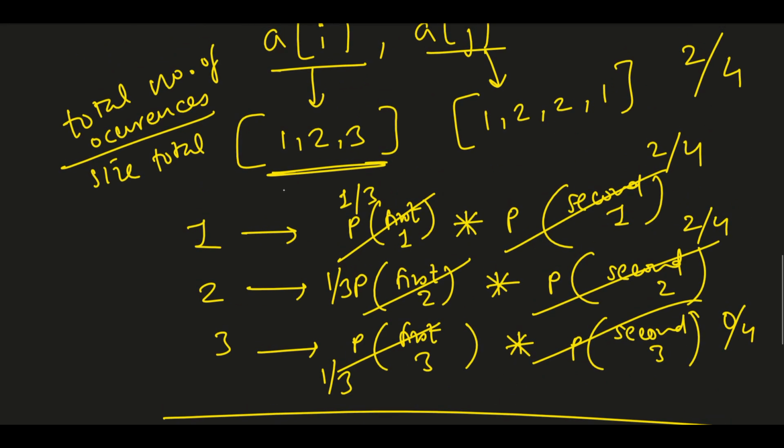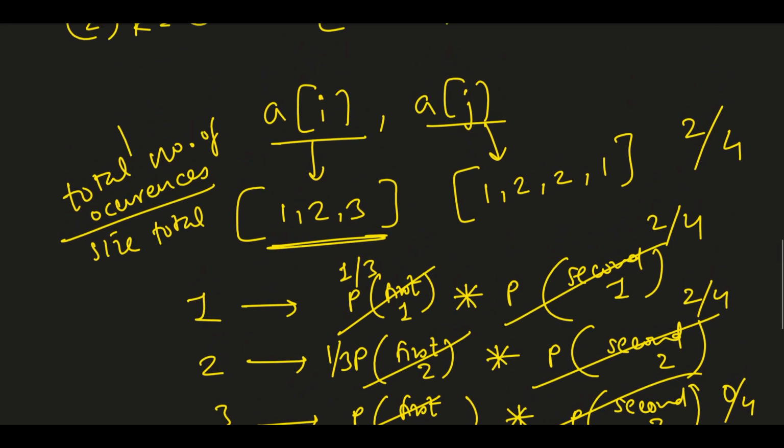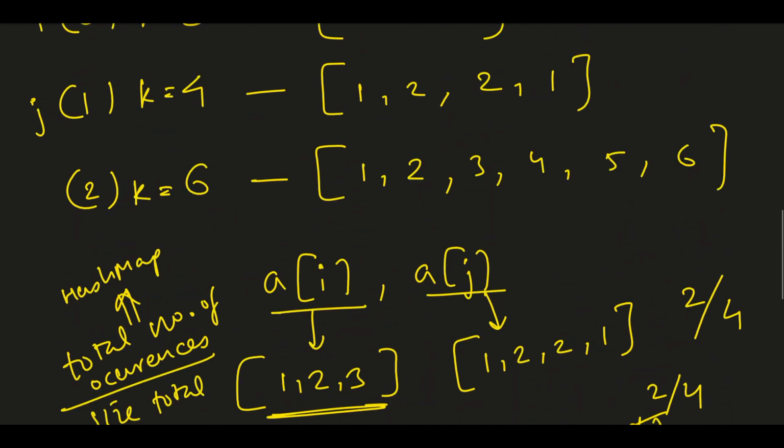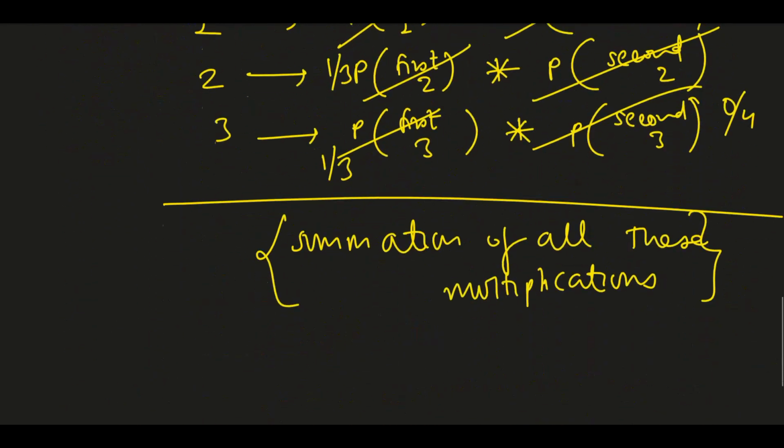So how do we find the total occurrences of any number? We will use a hash map, right? To find occurrences of any number, you will use a hash map. So as you can see from the code, this is the final answer.